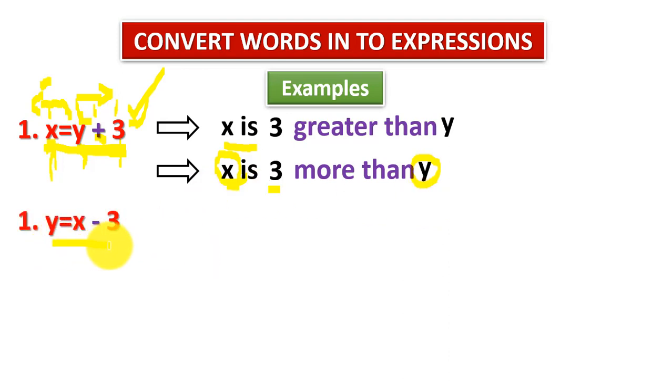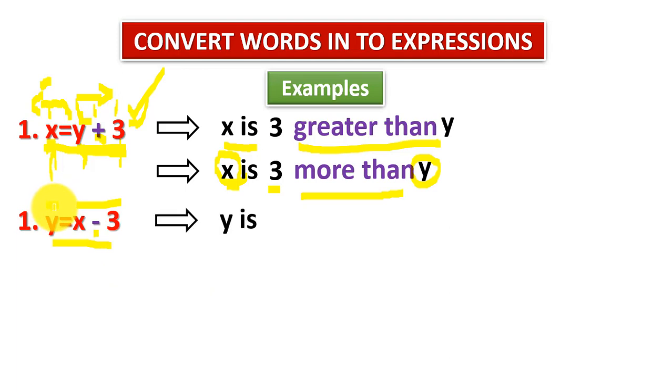Next example: Y equal to X minus 3. LHS is Y, RHS is X minus 3. When plus is there, you should use the words greater than or more than. When minus is there, you should use another word. Once look here, the LHS should be represented first.